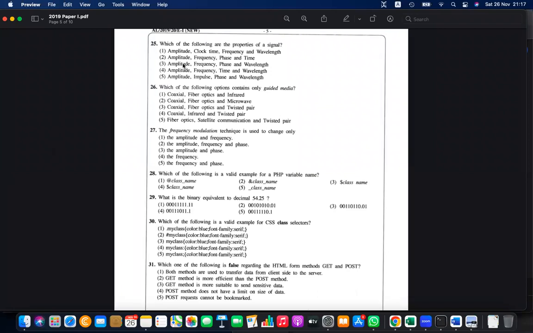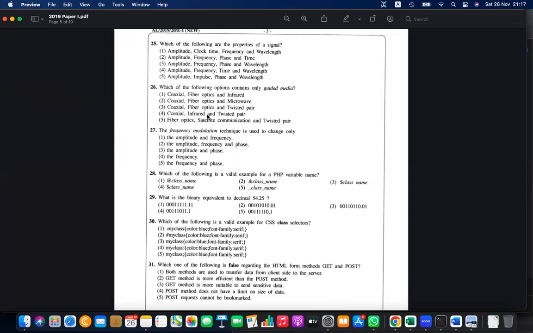Okay, amplitude, frequency, phase, and wavelength. Question number 25. The answer is number 3. 26. Which of the following contains only the guided media? Guided media means wires. Coaxial is a wire, fiber optic is a wire, twisted pair is a wire. Number 3. Very easy. Infrared is not a wire, microwave is not a wire.